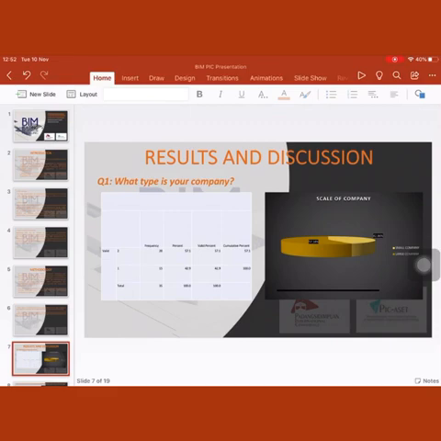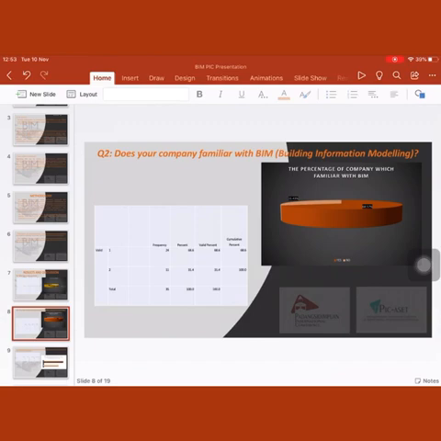More than 50%, or 57.14%, answered they are a large company, and 42.86% answered small company. The question number 2, is your company familiar with BIM? Most of the respondents said that they know BIM. It's about 68.57%, and the others are 31.43%.